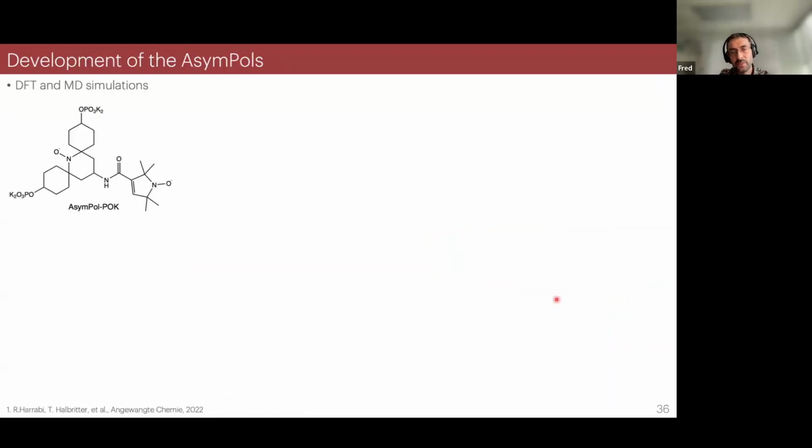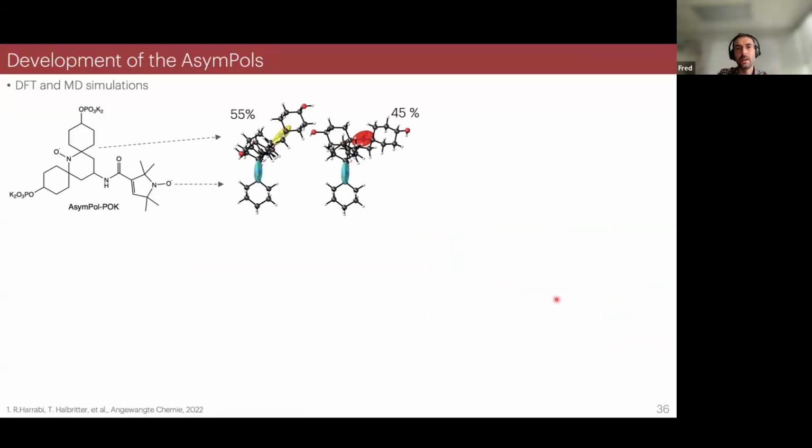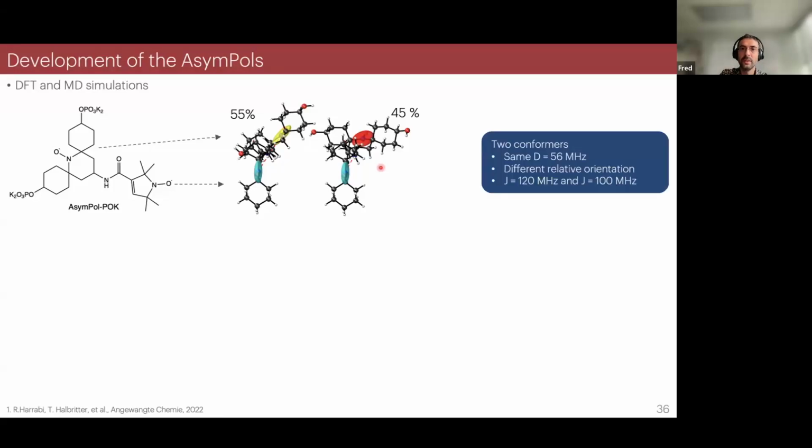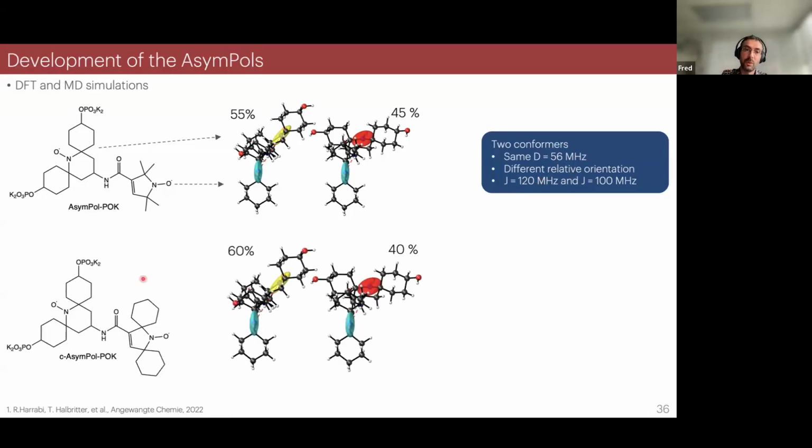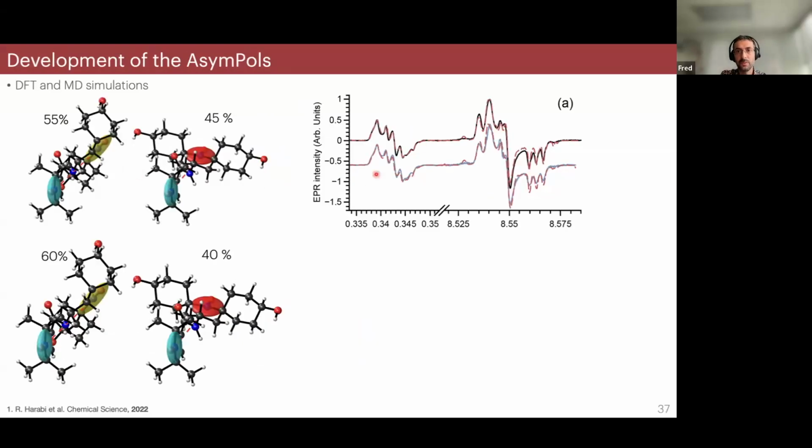Again, I used DFT and MD simulations, and I could see that there are two conformers, and those two conformers actually have different proportions and different exchange interactions. They have the same dipolar coupling, but they have different relative orientation and different exchange interactions. And for C-AsymPol POC, it is a different ratio and different interactions as compared to AsymPol POC. Once you account for this, you can now fit the EPR spectra.